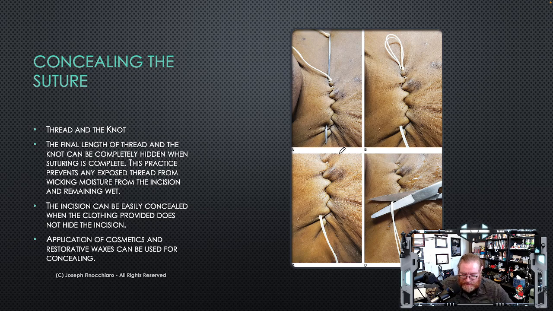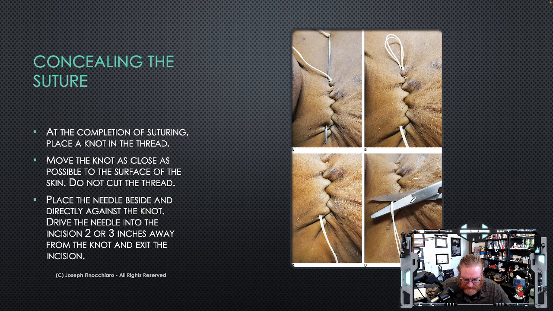So concealing your suture. The final length of thread and the knot can be completely hidden when suturing is complete. This practice prevents any exposed thread from wicking moisture from the incision and remaining wet. The incision can be easily concealed when the clothing provided does not hide the incision. Application of cosmetics and restorative waxes can be used for concealing. So you can see that the suture was finished. They came back in through the bottom, pulled it through, came out here with the needle, pulled it tight, and then cut at the surface of the skin, and the thread should pop right back in.